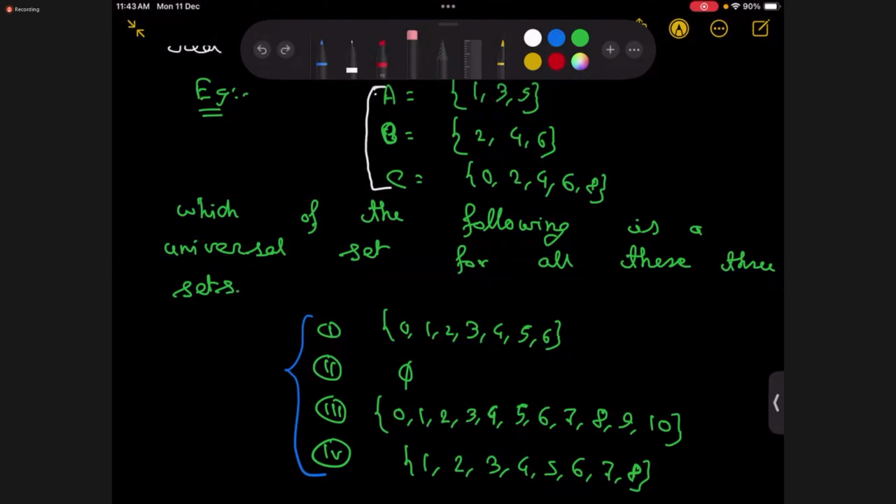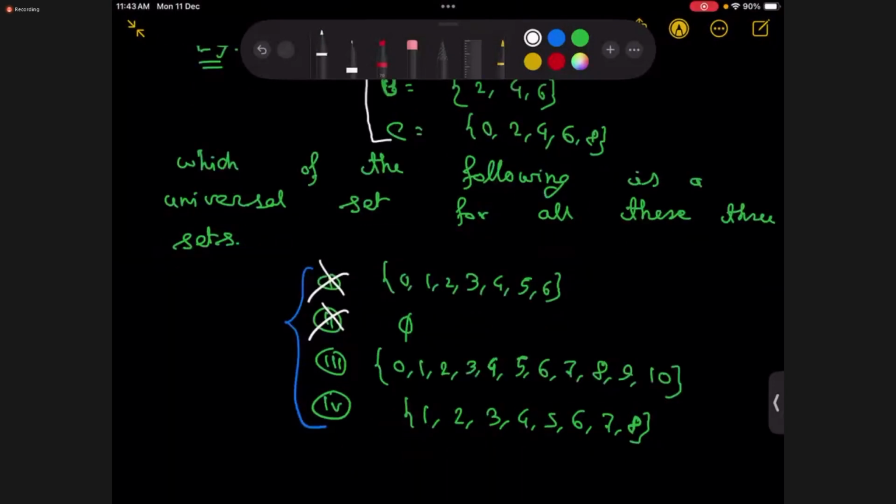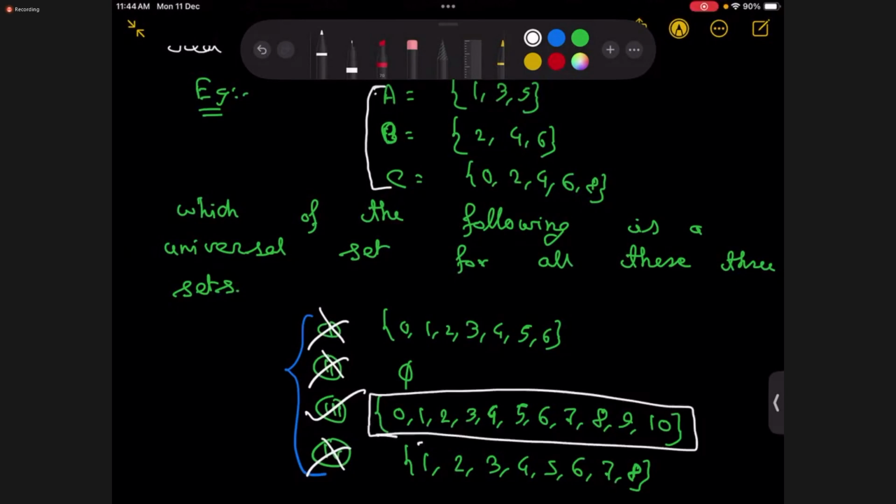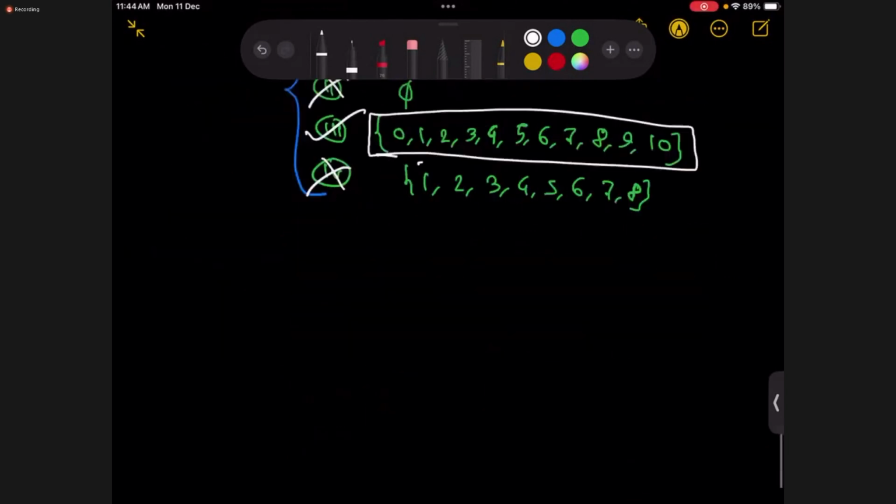Therefore, we can say this is not a universal set. Similarly, 5 is not a universal set, and by similar logic, this is not a universal set. Why? Because 0 is an element of C, but 0 is not in this set. Therefore, the only option is this one, and you can check that all the sets A, B, and C are subsets of this set. Thus you can find a universal set of given sets by following these instructions.